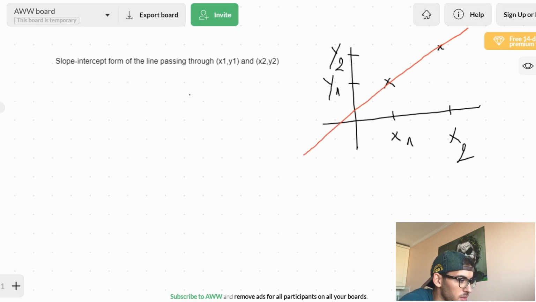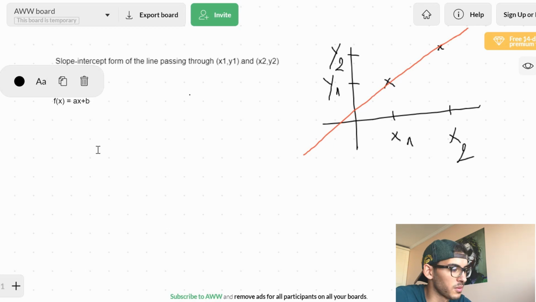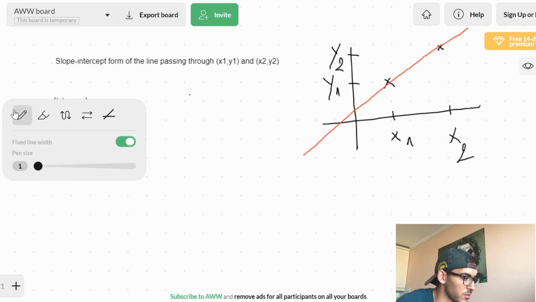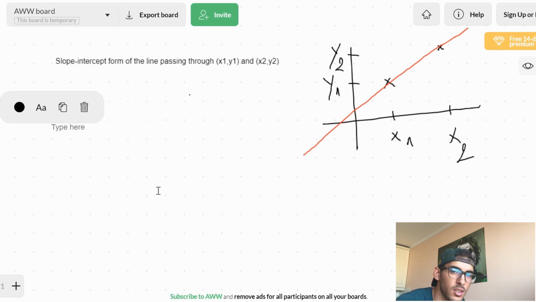Now you have the plot, but you don't have the slope-intercept form, which I just showed you. It's written as f of x equals a times x plus b. Now the way to solve this is so simple. What you do normally is you have a system of two equations to solve. You take the first one. We know that the line passes through x1, y1, so that tells us that f of x1 is y1. So f of x1, which is a multiplied by x1 plus b, equals y1.